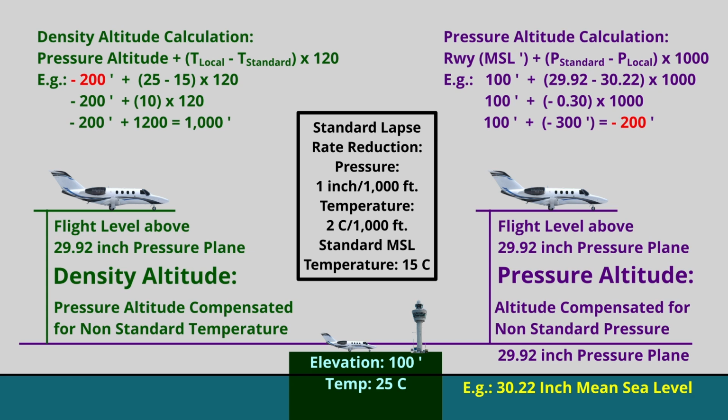The pressure altitude is minus 200 feet, plus the difference between 25 degrees centigrade minus the standard of 15, which is 10, times 120. That comes to minus 200 plus 10 times 120, which is minus 200 plus 1200, which makes a total of 1000 feet density altitude.